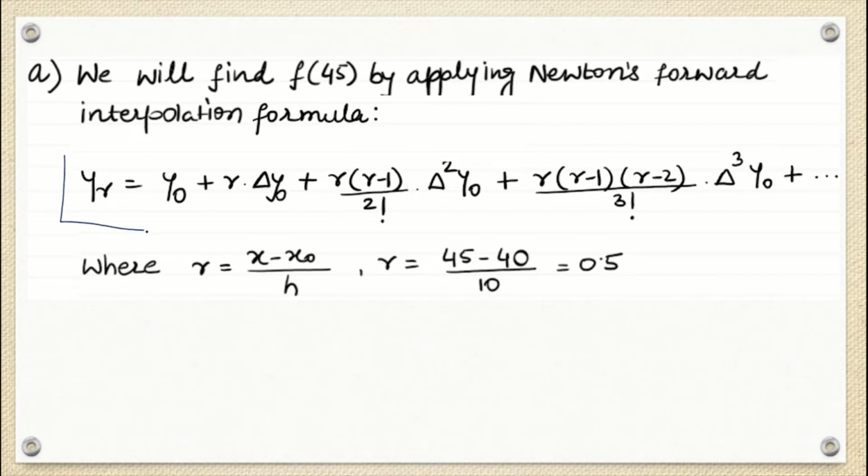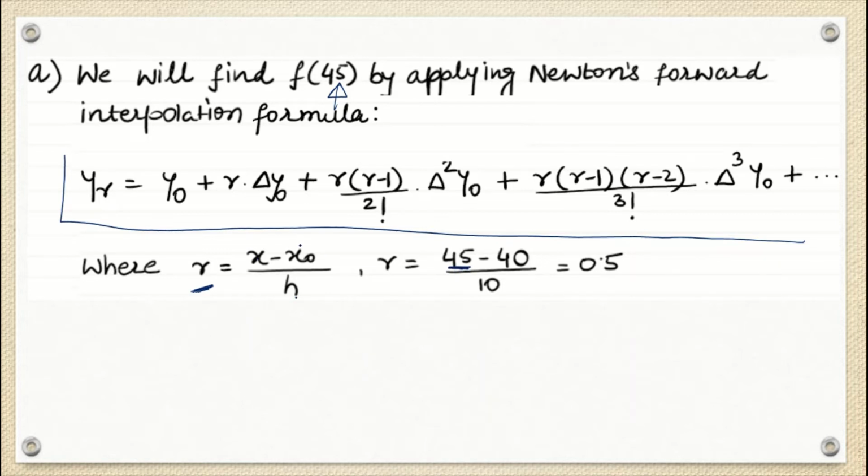This formula is well known to us. And this is your R. R is (X minus X naught) by H. Then we put the values there. So what is my X? X is the point where we are interested in finding the value, the point which is given to us. So 45 is given to us, meaning how many students have scored less than 45? So this 45 is my X.